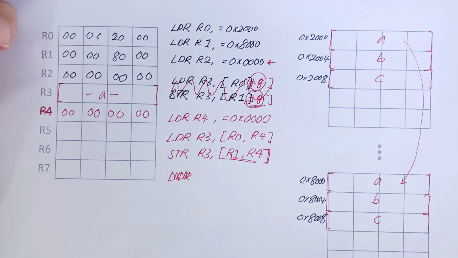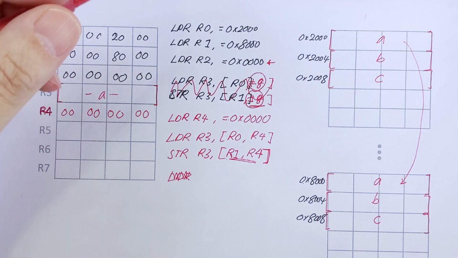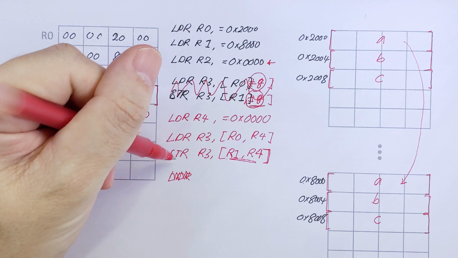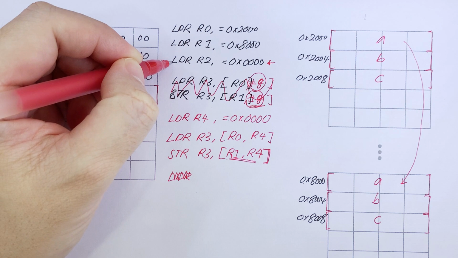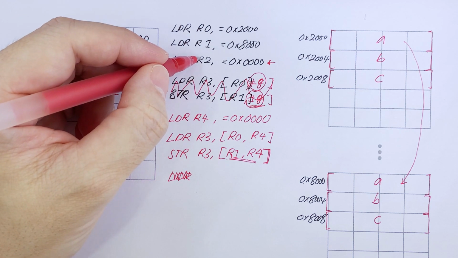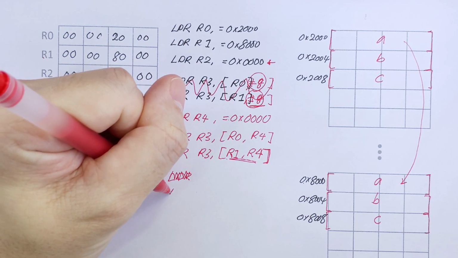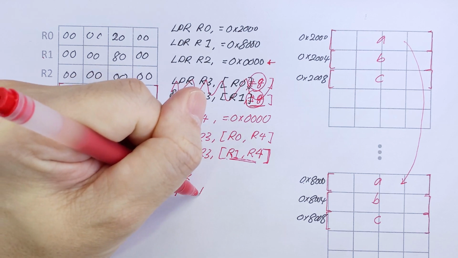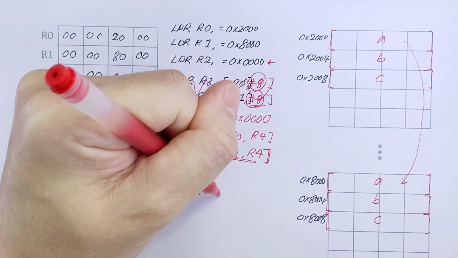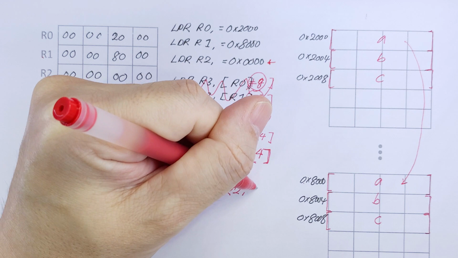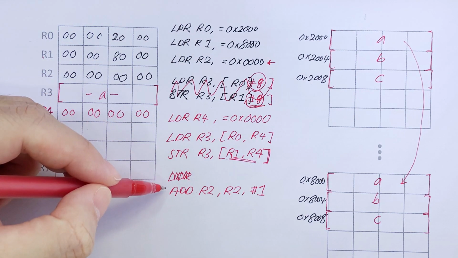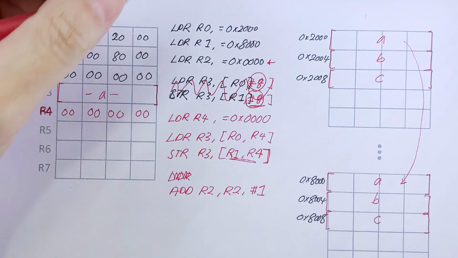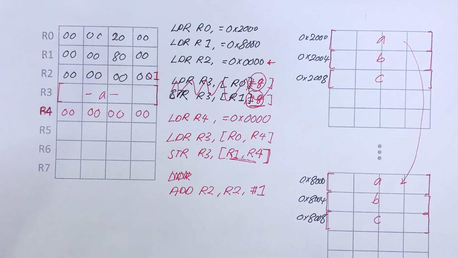So in this case, we have already successfully duplicated A by using register 3 as the intermediate. As you remember from our previous discussion, if we need to repeat the loop, every time we do it we have to increase our I, or our index, which is register 2. So we could do it by adding 1 to R2. After the first round of the loop, R2 will become 0x01.